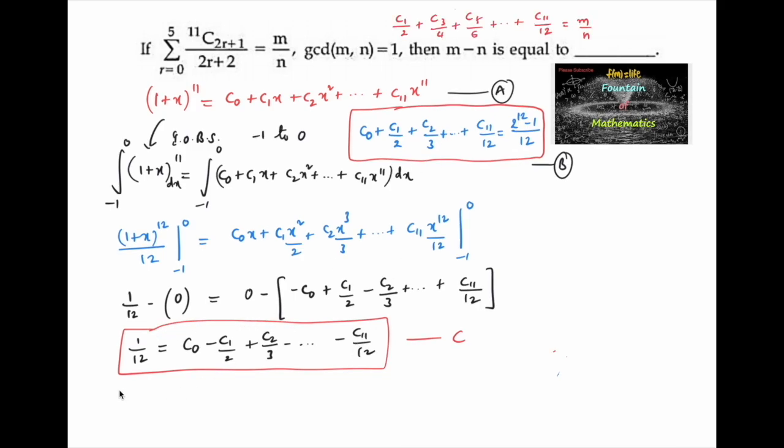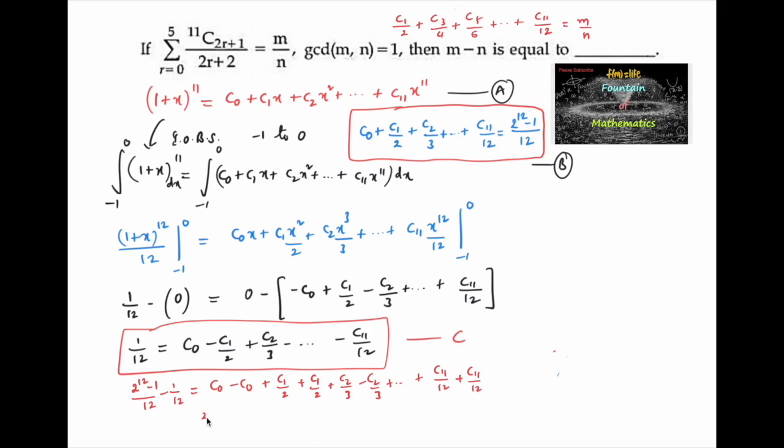Equation from B. So we get c0 minus c0 gets cancelled. Or let me write here (2 power 12 minus 1) divided by 12 is equal to c0 minus c0 plus c1 by 2 minus of minus plus c1 by 2 plus c2 by 3 minus c2 by 3 and so on, c11 by 12 minus of minus plus c11 by 12.